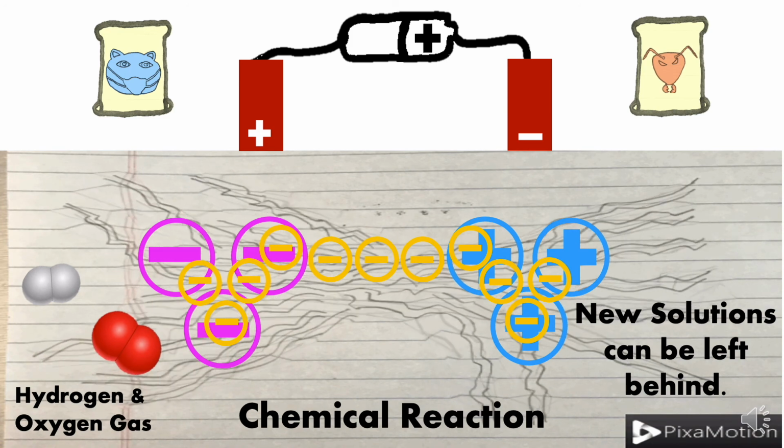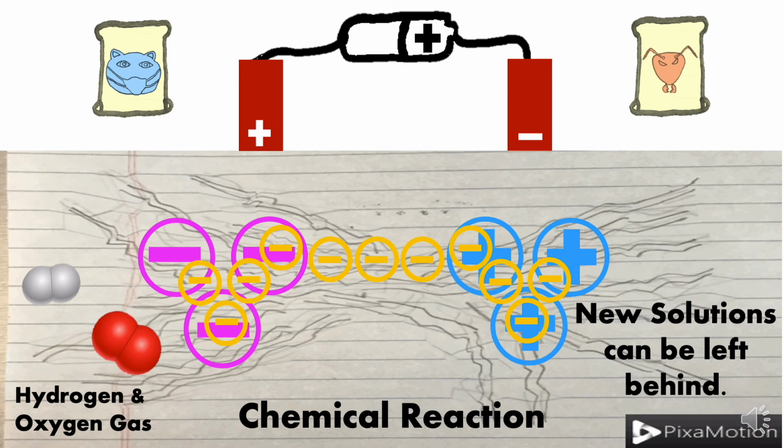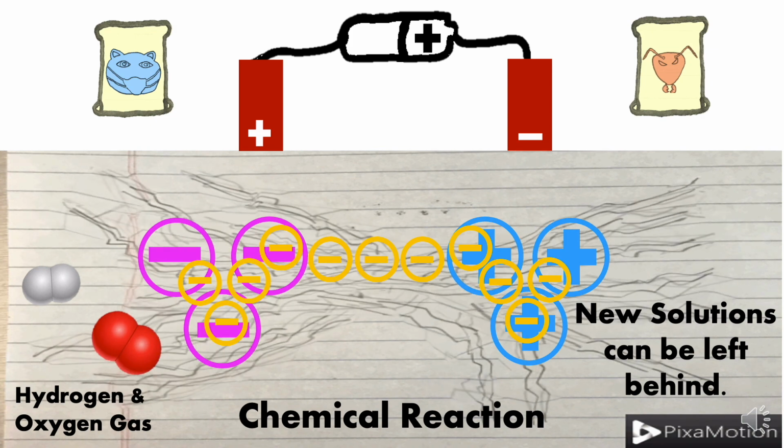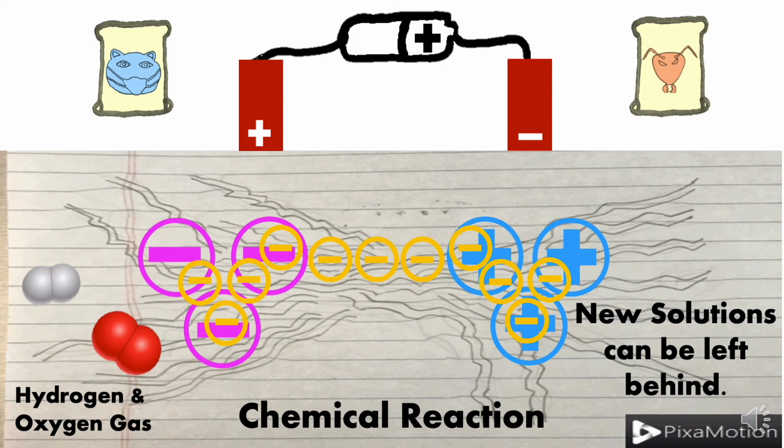Now to sum all of this up. As long as the ions in a liquid are able to roam freely and you have a high potential voltage, then electrolysis is possible.